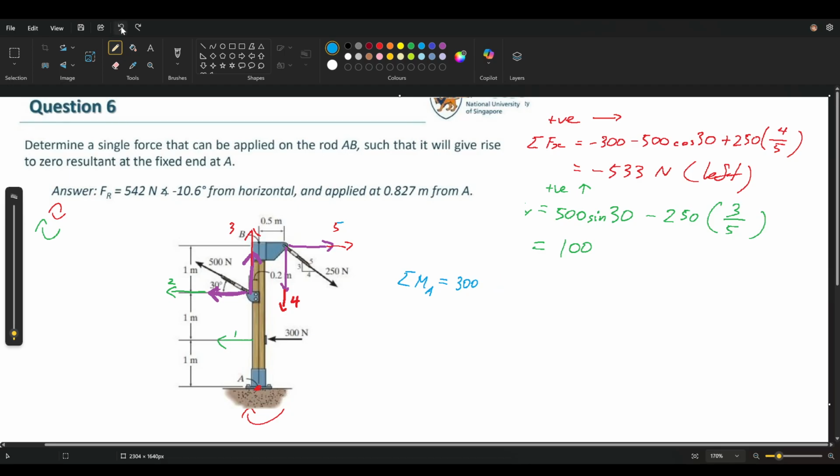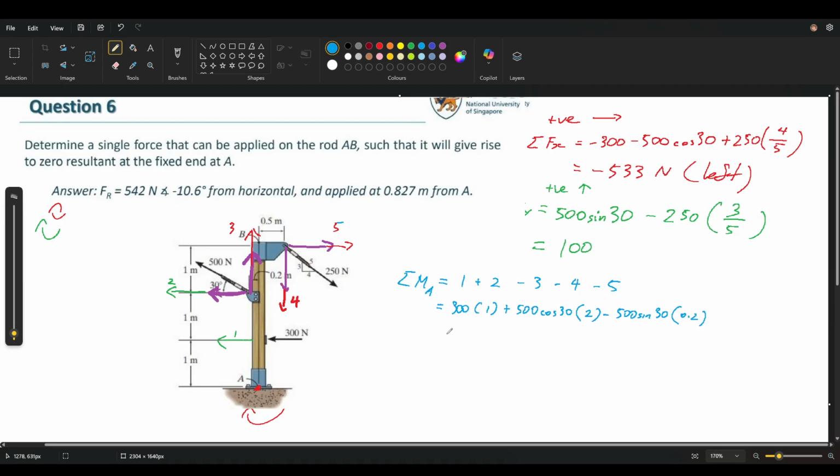Okay, let's make life so much easier. We have 1 plus 2 minus 3 minus 4 minus 5. So we have 301 plus we have 500 cosine 30 times 2 because it's 1 plus 1. And now it's our minus. We have 500 sine 30 times 0.2.